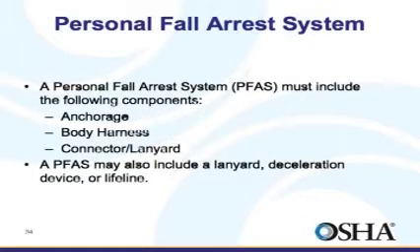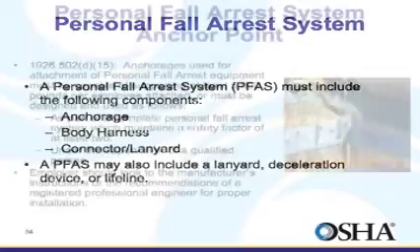There are 3 primary components to a personal fall arrest system. We have the anchorage point, the body harness, and the connector or lanyard. These 3 components are commonly referred to as the ABCs of fall protection. We'll take a detailed look at each of these components.